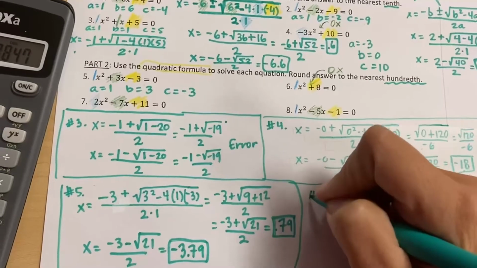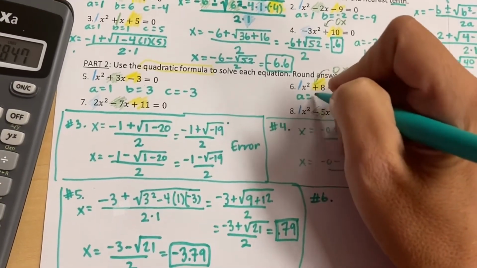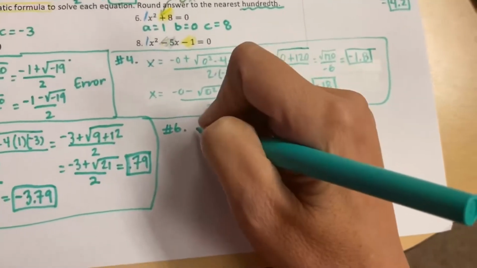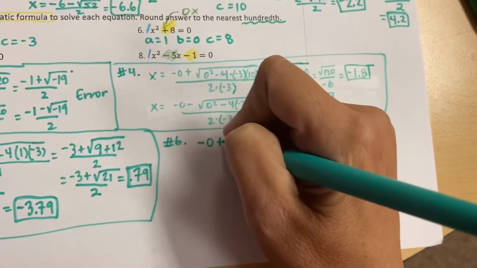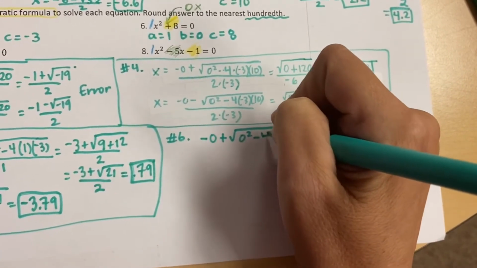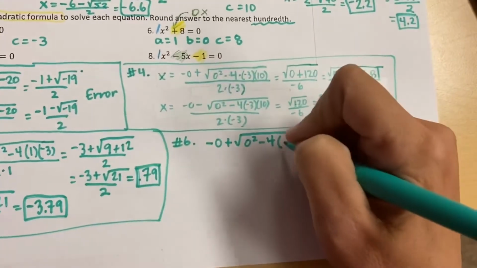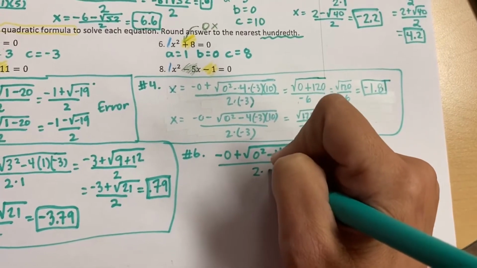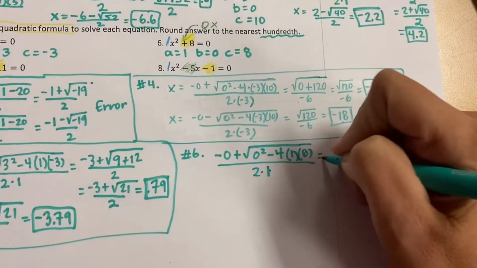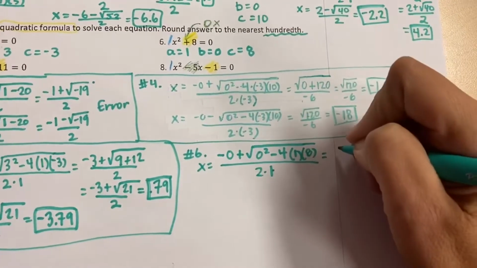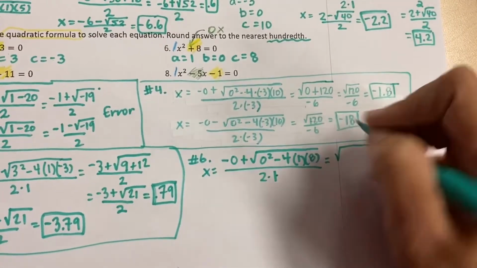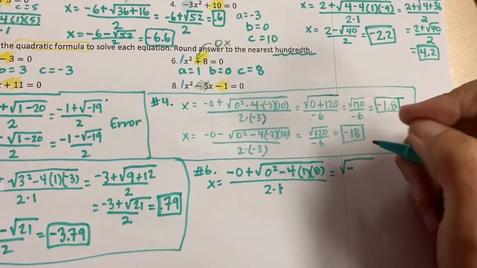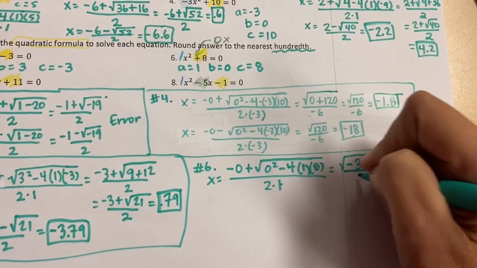Now let's look at question number 6. We have A is 1, B we have nothing, C we have 8. So our formula is -b, so -0, plus the square root of 0 squared minus 4 times A, which is 1, times C, which is 8, all over 2 times A, which is 1. So this is x equal to, right? X is equal to negative 0. That stays the same. This goes away, but we have negative 4 times 8. This will be negative 32 over 2.